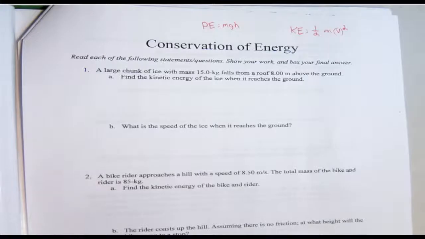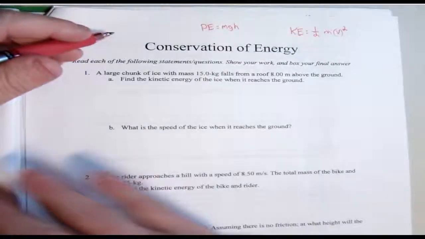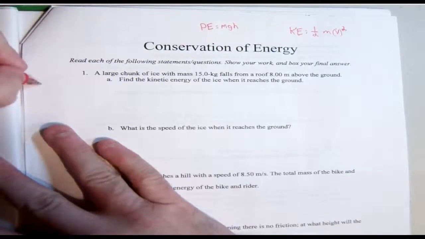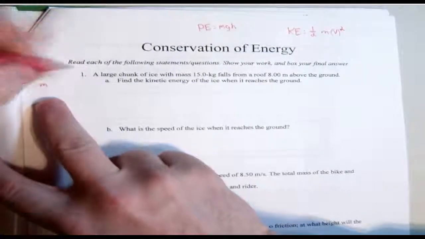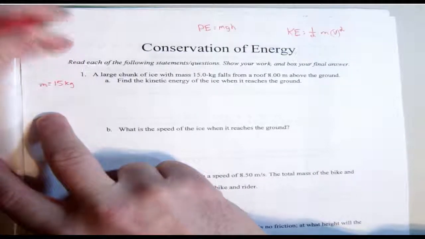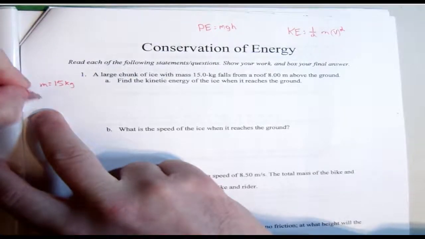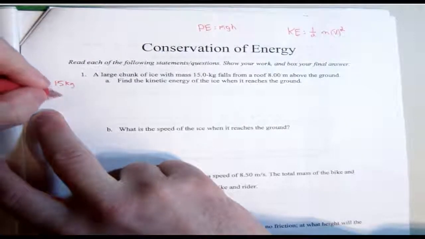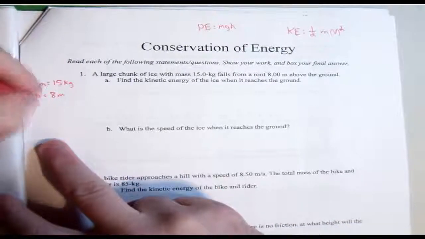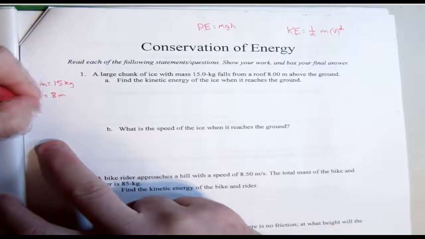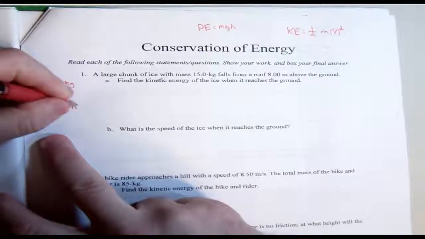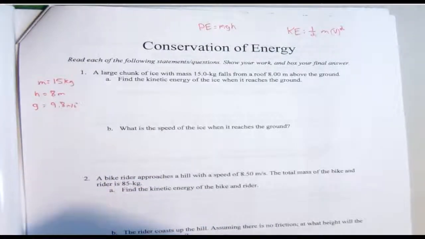So first thing we're going to do, what we always do with all these problems, is we write down what we have off to the side, what they give us in the problem. So I see that they give us mass, which is 15 kilograms. I see that they give us height, which is 8 meters. And I also see that we indirectly have gravity, right? Because if we're talking about Earth, we know the gravity is 9.8 meters per second squared. Cool. So we have our mass, we have our height, and we have our gravity.